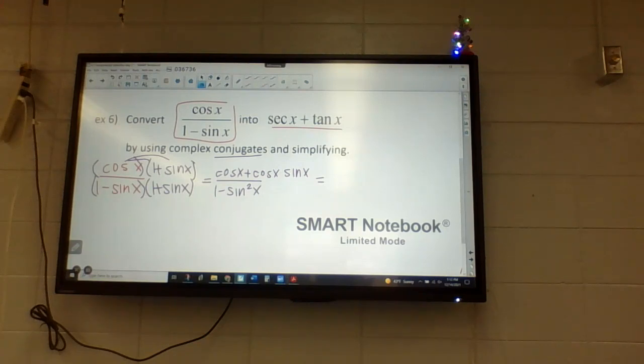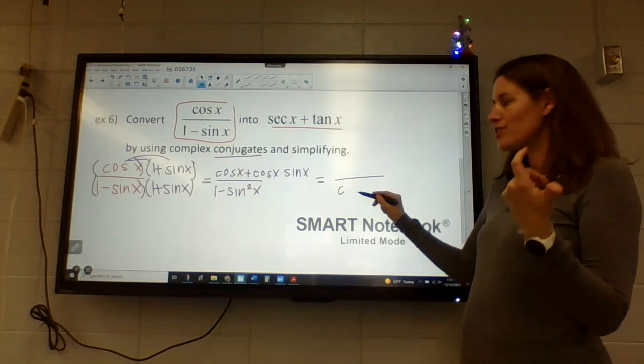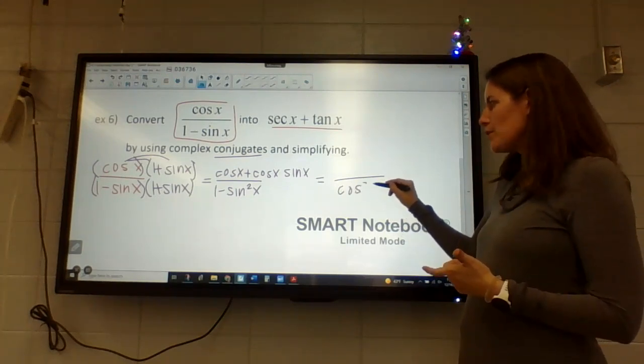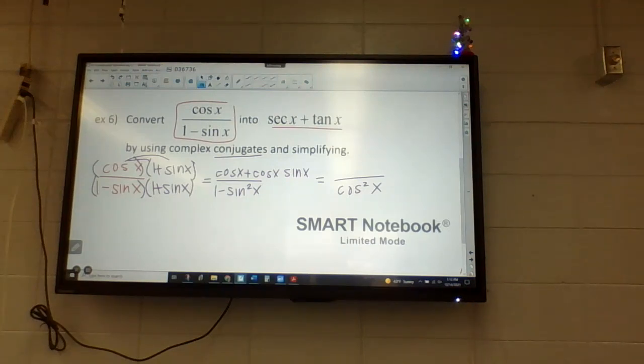All right, what do you notice about, like I said, the 1 minus sine squared? I hope that jumps out at you now. What do you know that equals? Sine squared. That's something that yesterday you didn't know when you walked into the class, but today it's starting to become a little more automatic, hopefully.